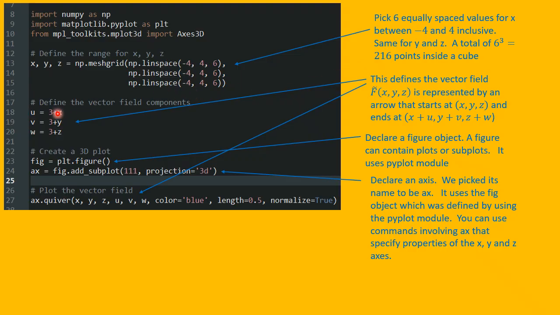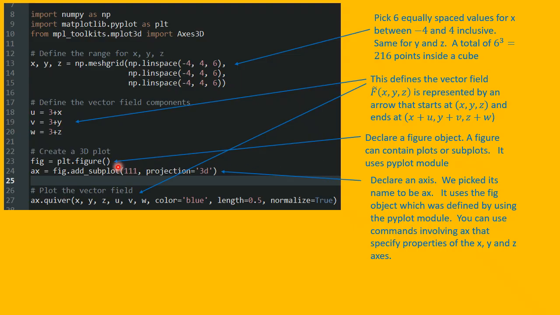Down here, u equals 3 plus x, v equals 3 plus y, w equals 3 plus z. This defines our function, our vector function f of x, y, z, our vector field. And when we draw the vector representing f of x, y, z, it's going to be represented by an arrow or quiver, which Python calls it, that starts at x, y, z and ends at the point x plus u, y plus v, z plus w, u, v, and w being given by these equations. So the direction of the arrow is given by u, v, and w. The starting point of the arrow in each case is given by values of x, y, and z, and the ending point of the arrow is going to be at 3 plus x, 3 plus y, 3 plus z.